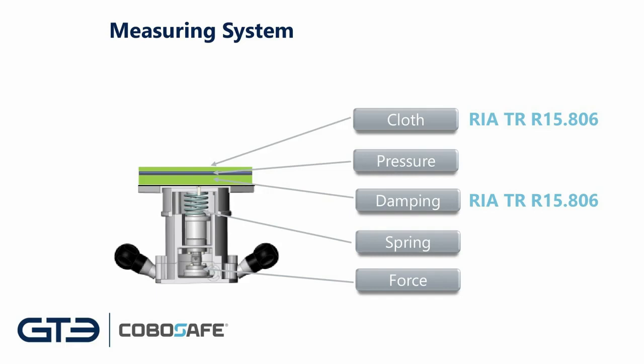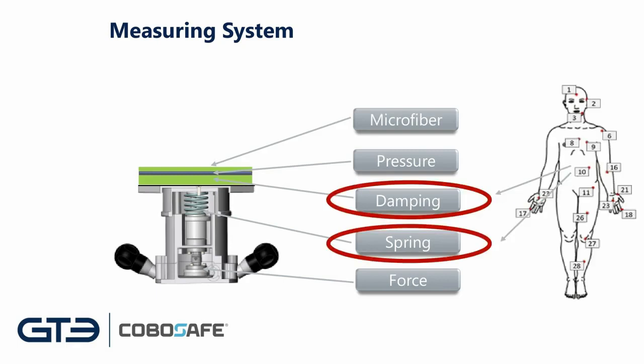So in a nutshell, one can say that the combination of damping element and spring is our biofidelic configuration, respectively the simulation of the human body compression behavior. And to make things easier, you can imagine the spring and the damping element as a simulation of your bones and human fat or muscle tissue, the pressure sensor as a simulation of your nerves, and the microfiber cloth as a simulation of your skin.